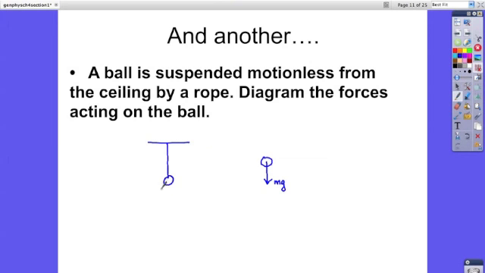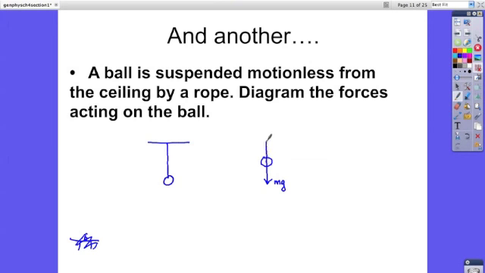Now, there's no normal force in this case. If that ball had been sitting on a tabletop, there'd be a normal force. But there's no support force pushing up on the ball, perpendicular to the surface, so there's not a normal force. But what there is, is tension pulling up on the ball, which is another kind of support force.